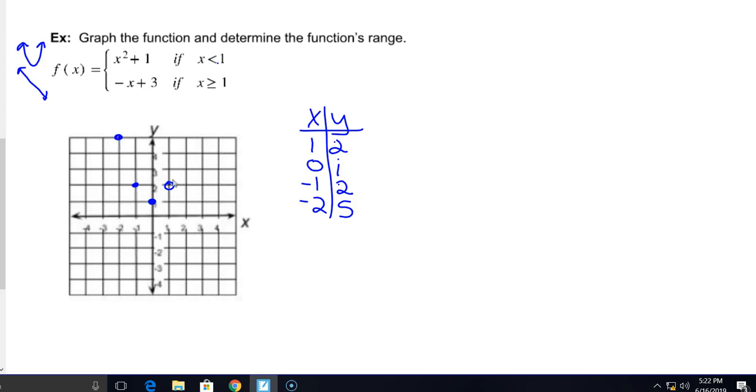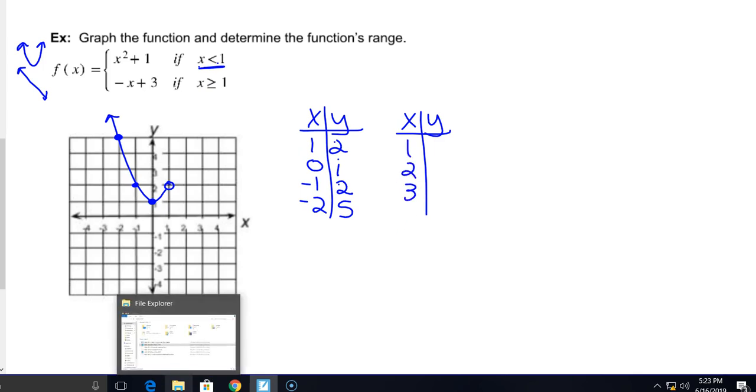Do you see that U shape forming? Now, if I just had that x squared plus 1 by itself, I would graph this entire piece, but I don't. I'm only less than 1 here. So I have to just graph that part of it. That's the piece I want for that. Now, let's do the other function, negative x plus 3, and I want values that are greater than or equal to 1. So let's go 1, 2, 3, and see if we can find our line there.